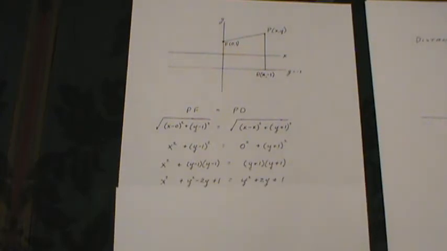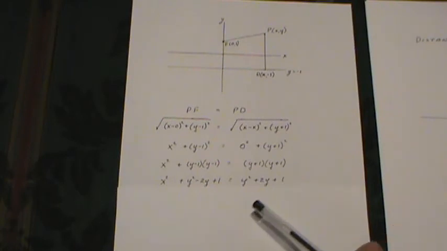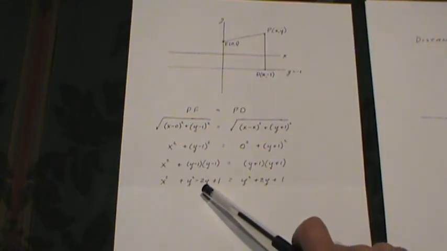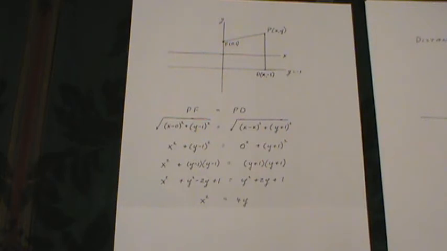When I expand them, this is what it looks like. Now you notice there's a y squared on both sides. They cancel out. There's a 1 on both sides. Those cancel out. And if I move this negative 2y over to the other side, all I've got is x squared equals 4y. And if you want to put that in another form, a form that you're more used to, let's reverse the sides and divide by 4.